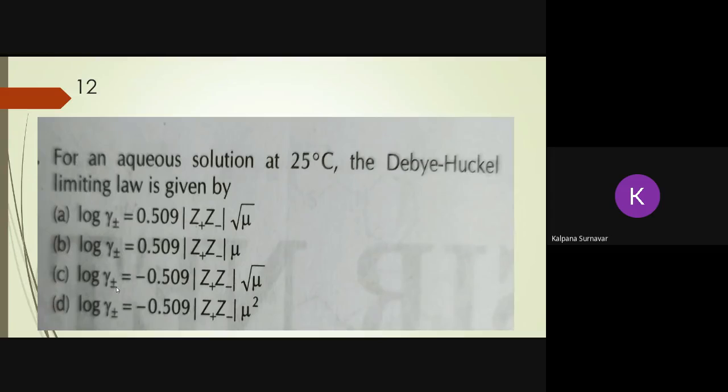Option C is log of gamma plus minus equal to minus 0.509 mod of Z plus into Z minus into square root of mu. And the last option is log of gamma plus minus equal to minus 0.509 mod of Z plus into Z minus into mu square. See, the answer of this equation is written here. The Debye-Hückel limiting law is useful for the determination of the activity coefficient of an ion in a dilute solution whose ionic strength is known.